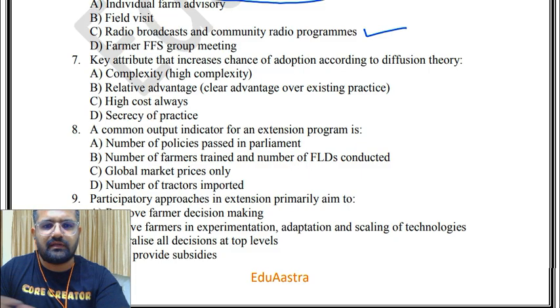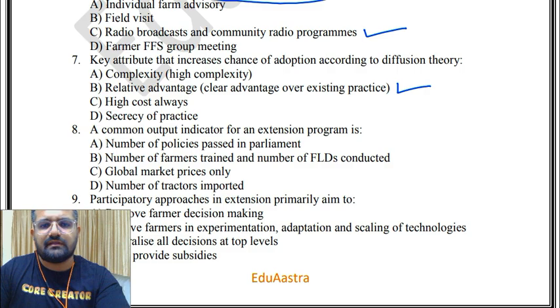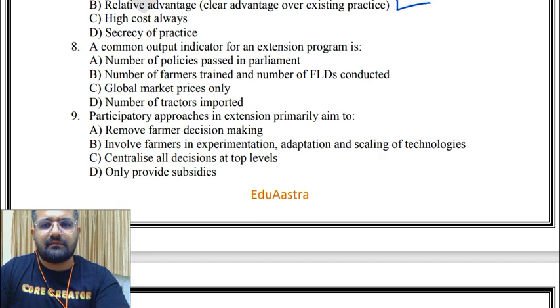Which attribute increases chance of adoption according to diffusion theory? Complexity, high complexity, relative advantage, clear advantage over existing practice, high cost always, secrecy of practice. So the answer is B, relative advantage, clear advantage over existing practice.